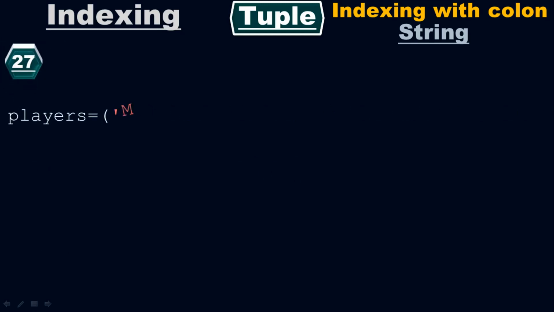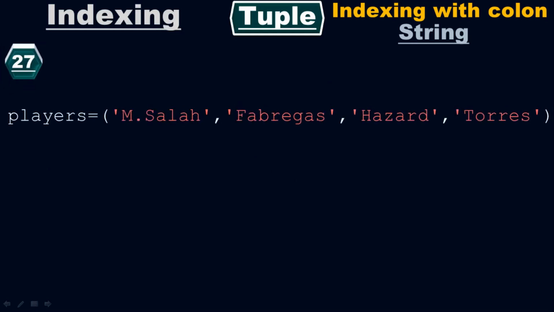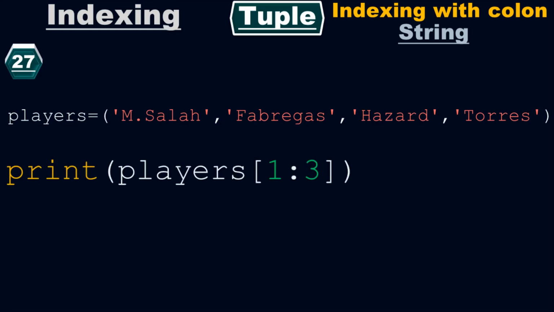Example number 27. players = Mohamed Salah, Fabregas, Hazard, Torres. Print players[1:3]. Run it, you will get Fabregas, Hazard.